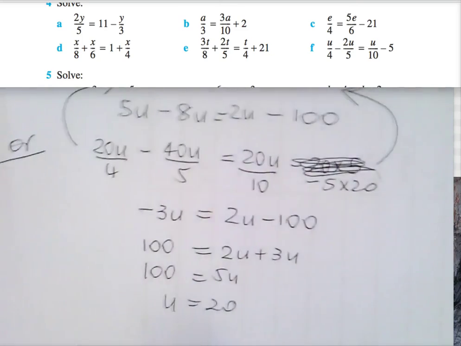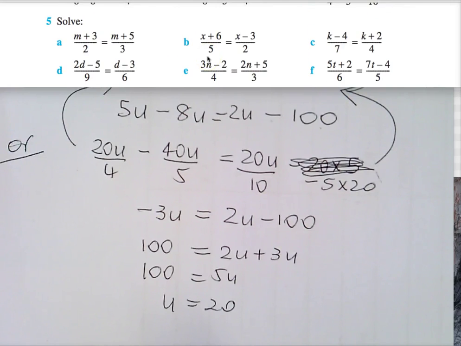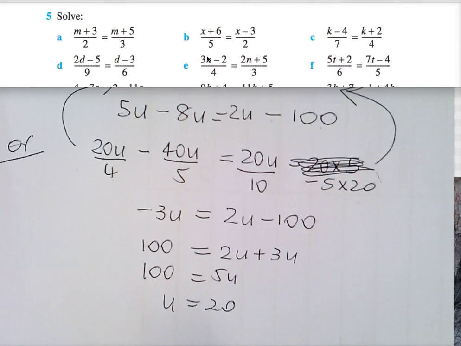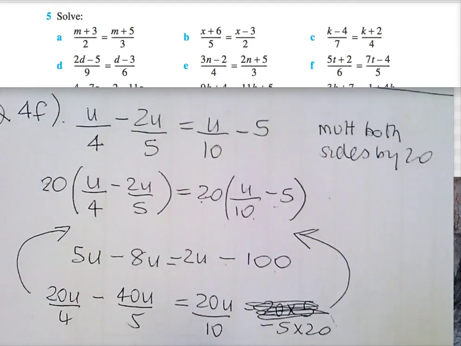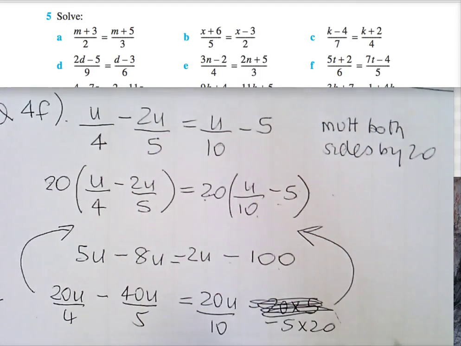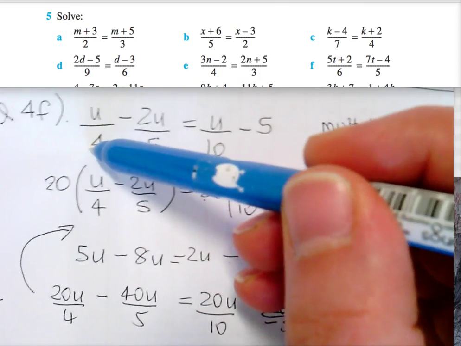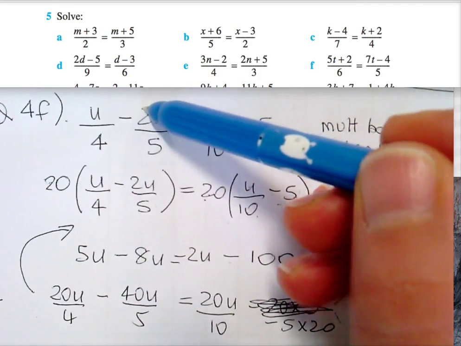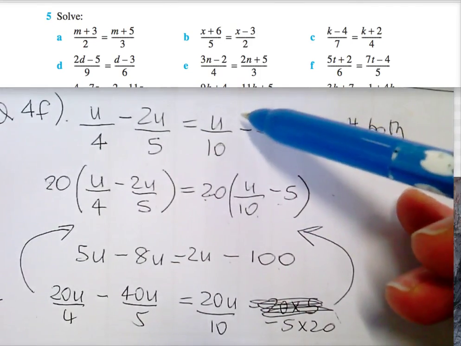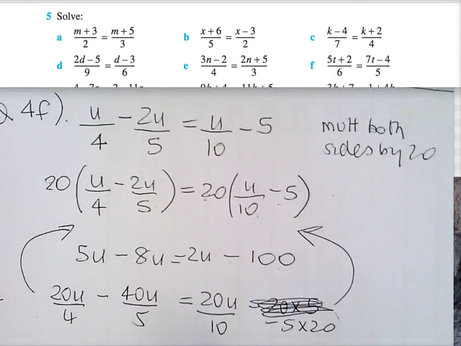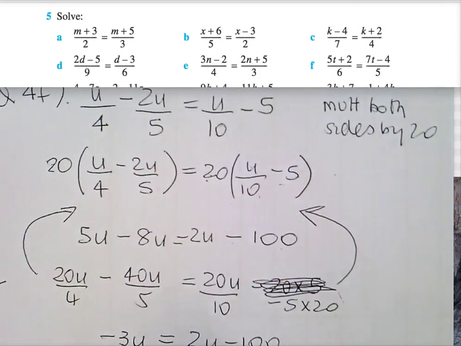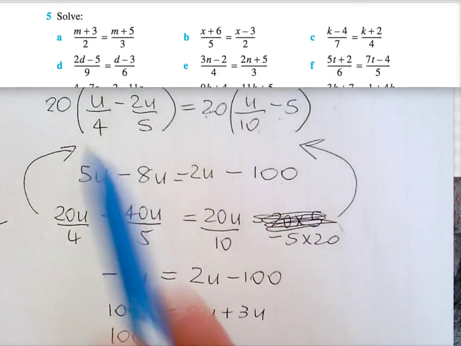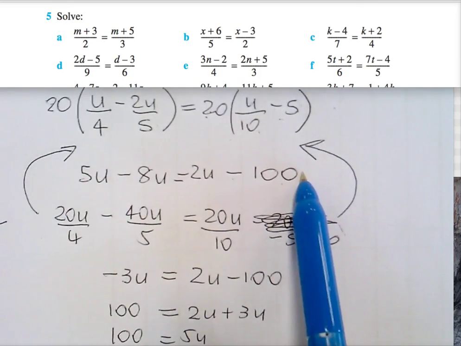Okay. Next question. Guys, by 20, 4, 5 and 10 all go into 20. So when you go 20 over 4, you get 5. When you go 20 over 2, you get 10, but we've got to multiply that by the 2. When you go 20 over 10, you get 2. And so that's why you choose the lowest common denominator of both sides. And once you multiply each term by that number, if your fraction doesn't go, then you've made a mistake. All right, so see how I've multiplied through by 20, I lose the fraction, and it becomes a single line equation.